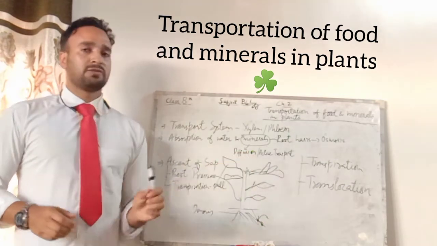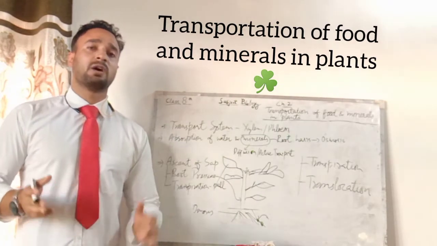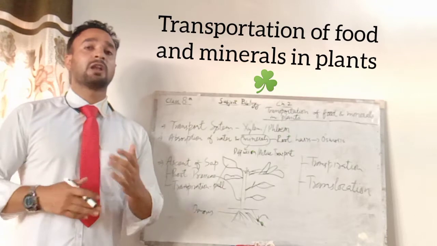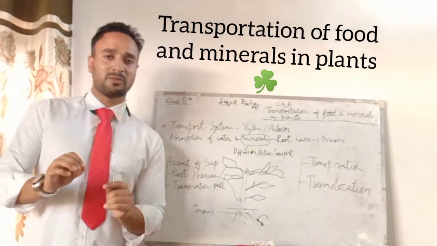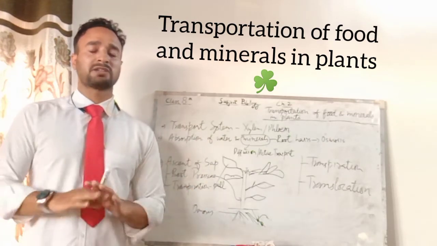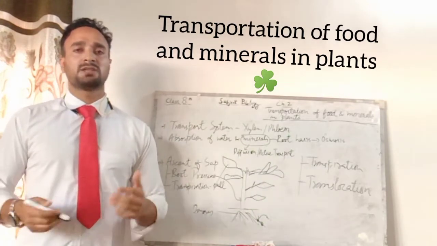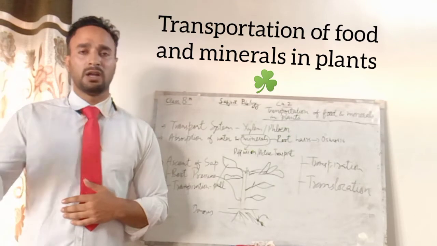Diffusion is the movement of mineral ions from higher concentration to the lower concentration, or we can say along the gradient. Diffusion is just like osmosis, but osmosis is the term used only for water, and for the rest of the molecules, the rest of the minerals and ions, we use the term diffusion. The diffusion is the movement of mineral ions from the higher concentration to the lower concentration.